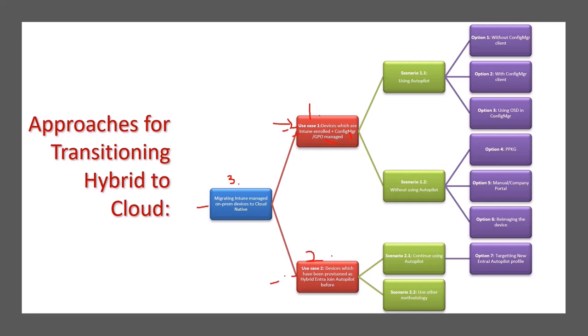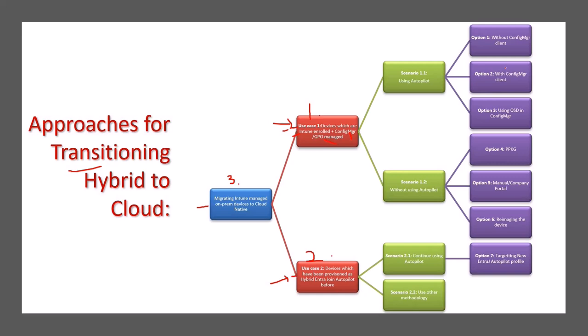So we are going to first understand the different approaches that we have in use case 1, and then use case 2 is, let's say that you deployed something called a hybrid Azure AD join autopilot profile, and that is how you got the device autopiloted, and that is your current status. That comes under use case 2. So depending upon what our current status is, the approach for transitioning is going to be different. And that is what we are going to understand right now.